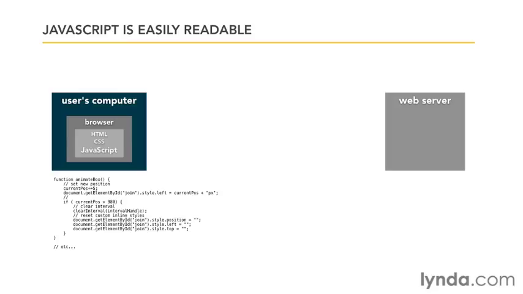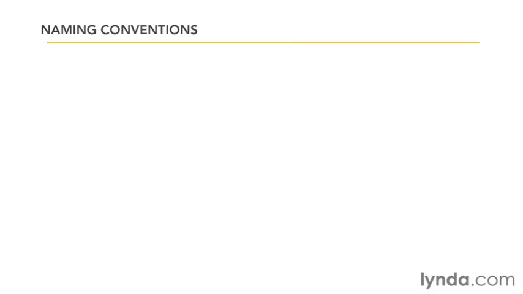They can view source, they can use tools like Firebug to get to it. Other web developers can see how you write your code. So think of all the JavaScript you write as effectively being published on the web and get into good habits early. So what are these good habits? Well, let's begin with some naming conventions.